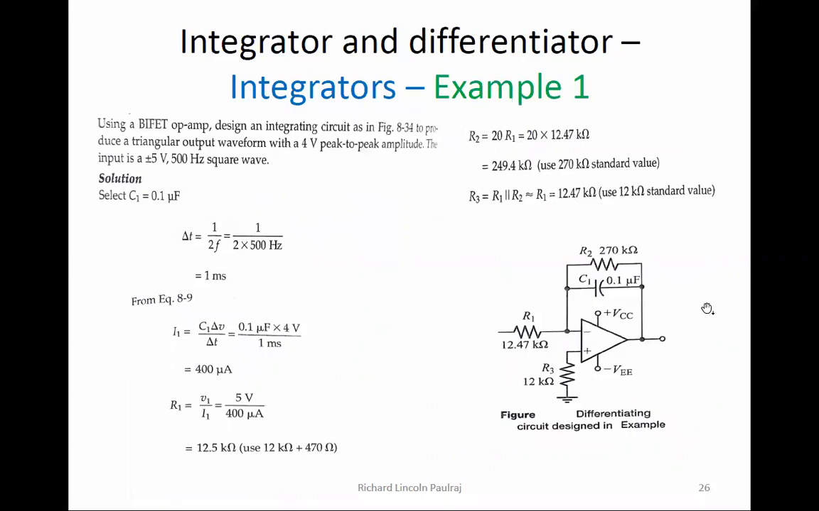The question goes: using a bi-FET op-amp, design an integrating circuit as shown in this figure to produce a triangular output waveform. Immediately you get a clue that this is going to be an integrating circuit. It's given very clearly, without any confusion, that it's an integrating circuit. It produces a triangular output waveform, so you know that it's an integrator. And it has a 4-volt peak-to-peak amplitude.